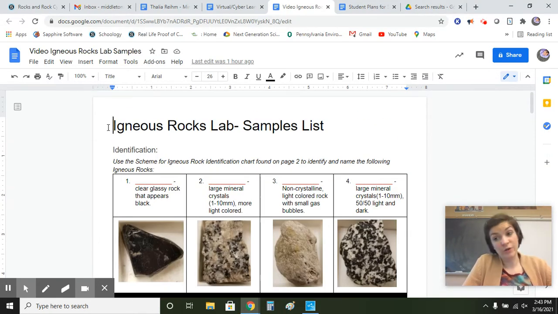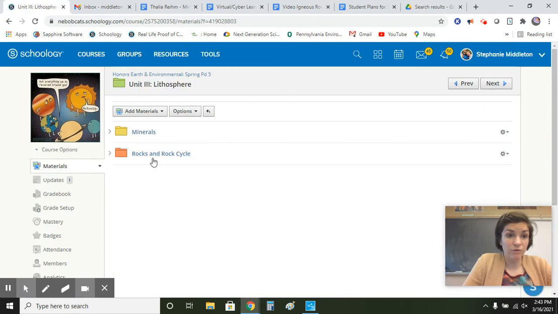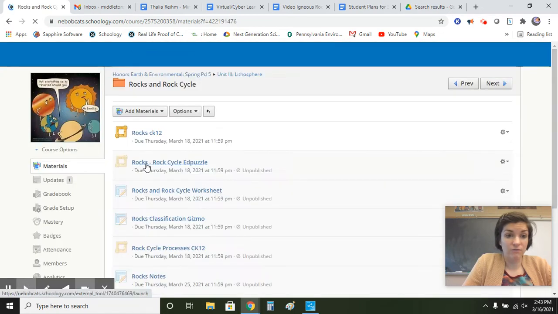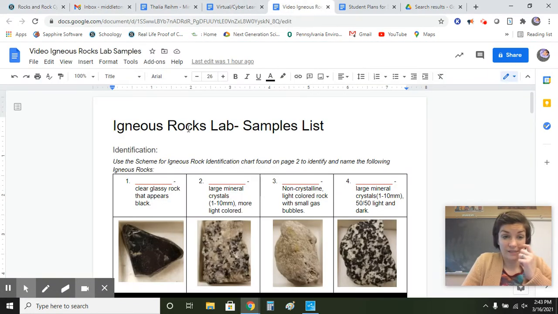Today, after you do your EdPuzzle notes, there is this Igneous Rock Lab that should be in a folder that your teacher has put it in. For my classes, it's in the Unit 3 Lithosphere folder, and then in the Rocks and Rock Cycle folder. It'll be labeled, at least for my classes, Igneous Rocks Lab Samples List, okay?